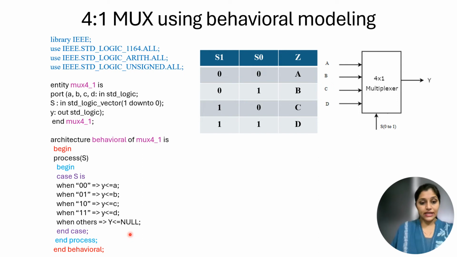So here our data type is not bit. Our data type is std_logic. It means it does not have only two values, 0 or 1. It has 9 different logical levels, so the number of combinations can be much larger. So for all other combinations, output Y is null. End case, this case is ended here. End process, which was started here. End process, and before that the architecture was started. So end architecture name, that is behavioral.